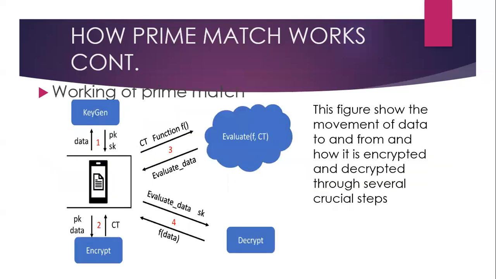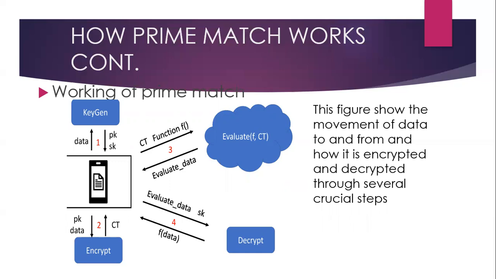Moving to the next slide. Here is brief information on how PrimeMatch works. This figure shows the movement of data to and from the parties, and how data is encrypted and decrypted through several crucial steps. We have KeyGen, Encrypt, Evaluate, and Decrypt. We have a PK and SK gathering, and the data goes back over there.